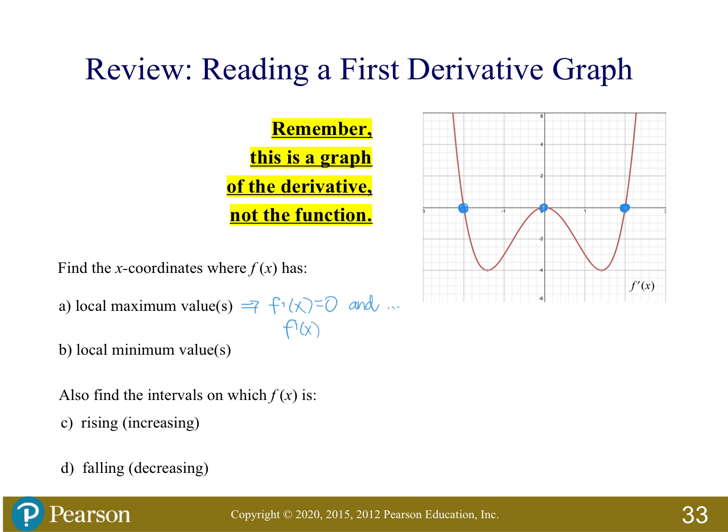F prime of x changes, and if it's going to be a maximum, it's changing from plus to minus. And the only place that this function is changing from plus to minus is right here. And so the only maximum value is happening at x equals, what is that, -2.